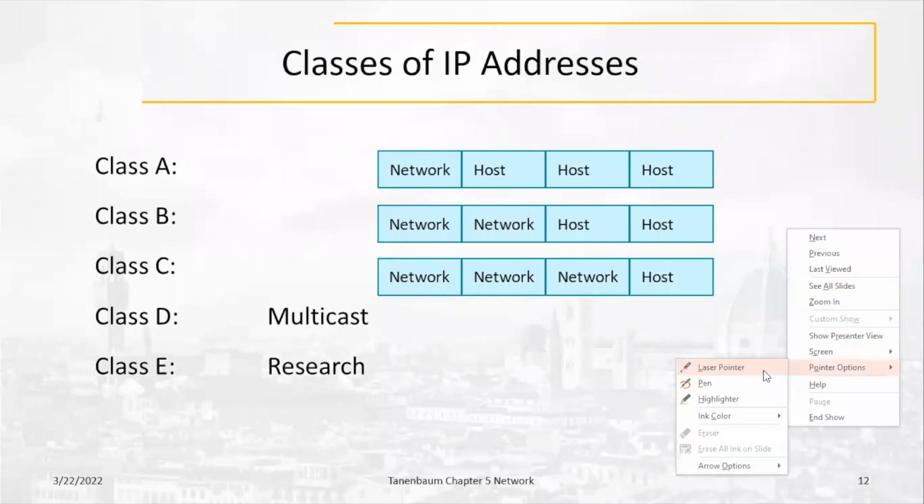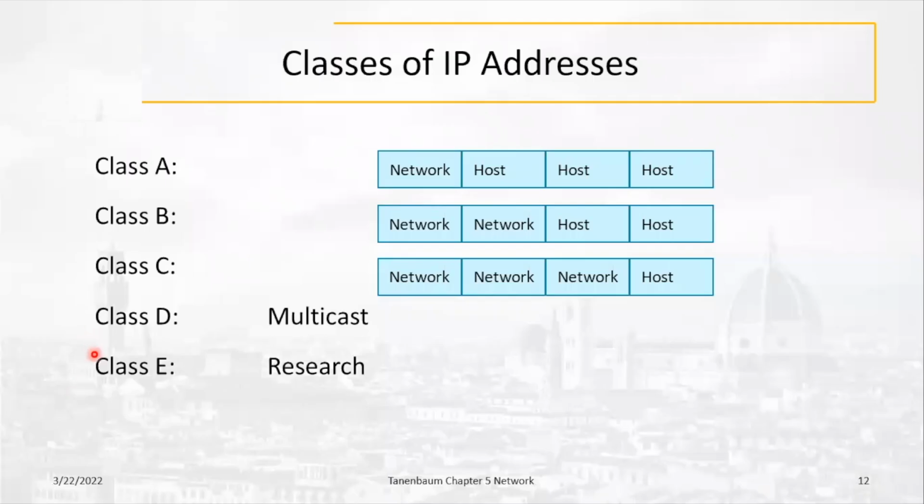Okay, so in total there are 5 classes, but these 2 classes, class D and E, are not used by anyone in the world for normal use. Class D is used for multicasting and class E for research. So it is specifically given for study purposes. We'll have to work on these 3 classes only. Okay, so what is class A?